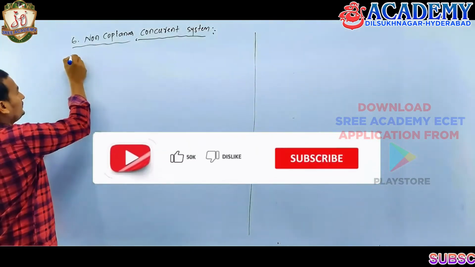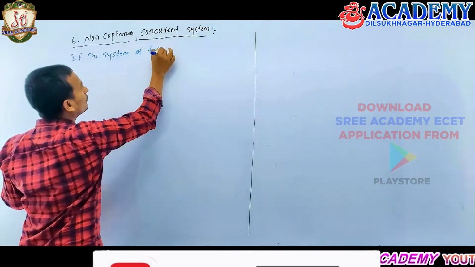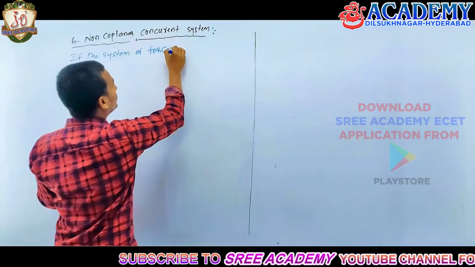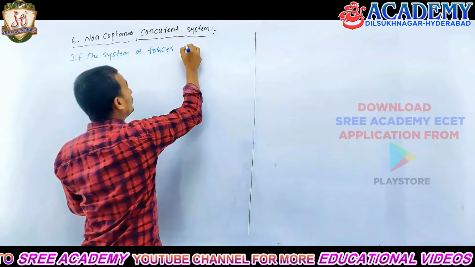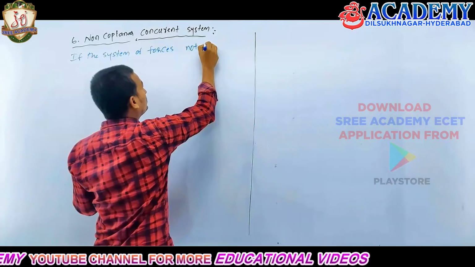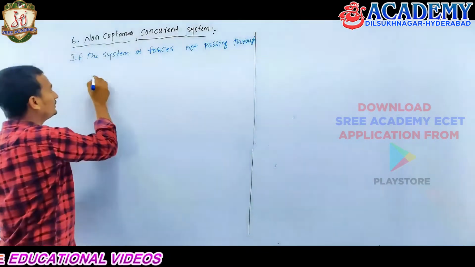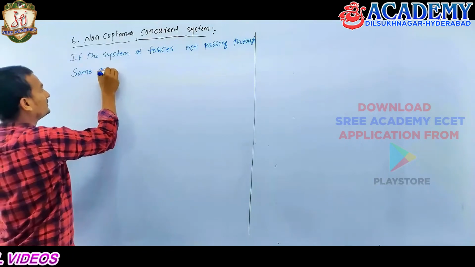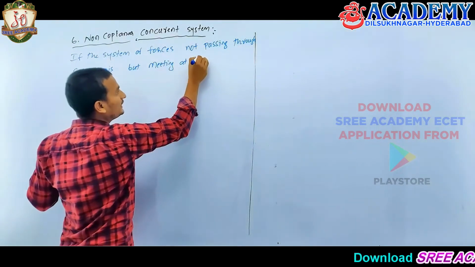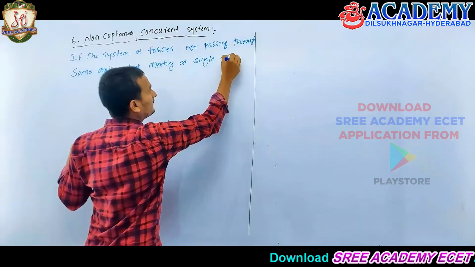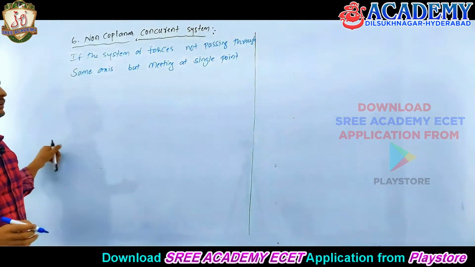See, if the system of forces is not passing through the same axis but meeting at a single point, it is called a non-coplanar concurrent system. Non-coplanar concurrent system.